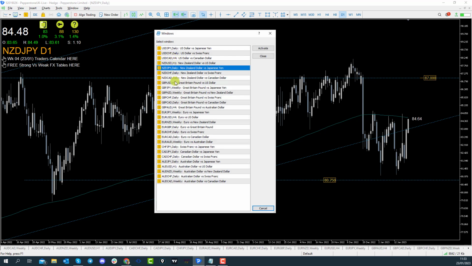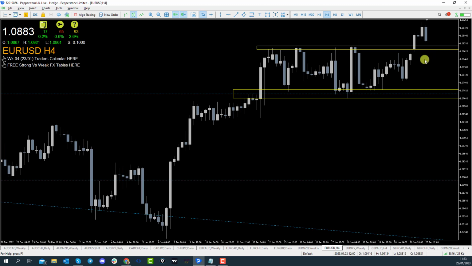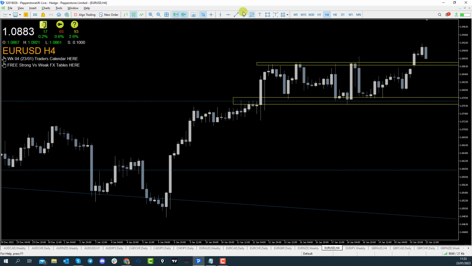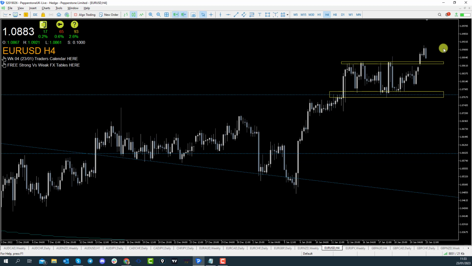Like Euro US dollar, I think if Euro US dollar can pull back into the range on the H4 chart, we can maybe have a look at some medium term long opportunities in line with that dollar weakness. So we'll see how price reacts at that point. If we get the reaction we're looking for, then we could look for some opportunities, and hopefully it can continue higher.